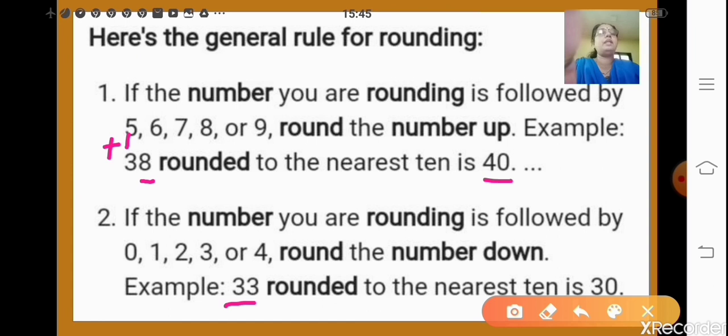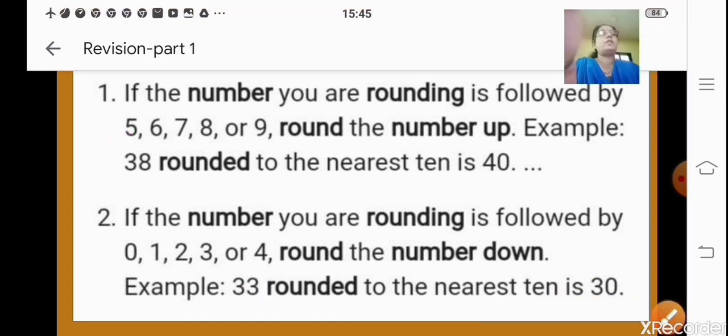Now see this example, 33. Here if you are rounding the number to the nearest 10, you will see the number in the ones place, it is 3. Since it is less than 5, you will not add 1 to the number in the tens place. In the tens place the number will remain the same, and in the ones place you will put 0. So you will round the number downwards, that is 30. Okay, so only these 2 things you have to keep in mind while rounding off a number to the nearest 10, 100 or 1000.